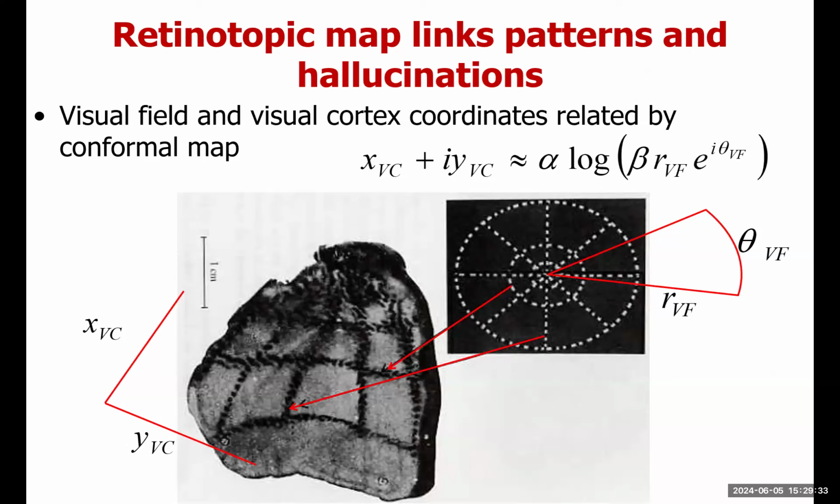Okay, so now let's talk about how you make a theory of this. You may have the visual field like this with a grid that you see in the visual field, but that's not what the cortex has. The visual cortex has coordinates like X and Y like this. But what you see are radial coordinates, and the map that goes between them is known to be logarithmic. This was already measured many years ago. This is called the retinal optic map that links the patterns and the hallucinations.